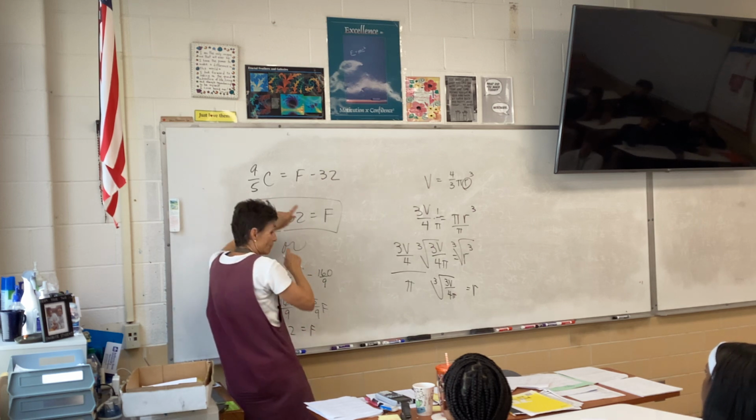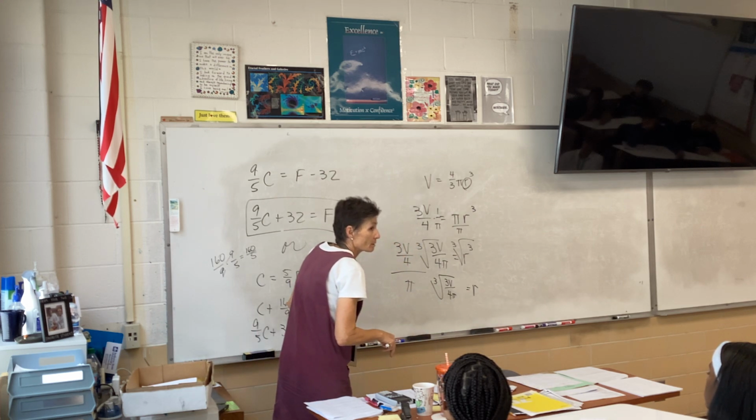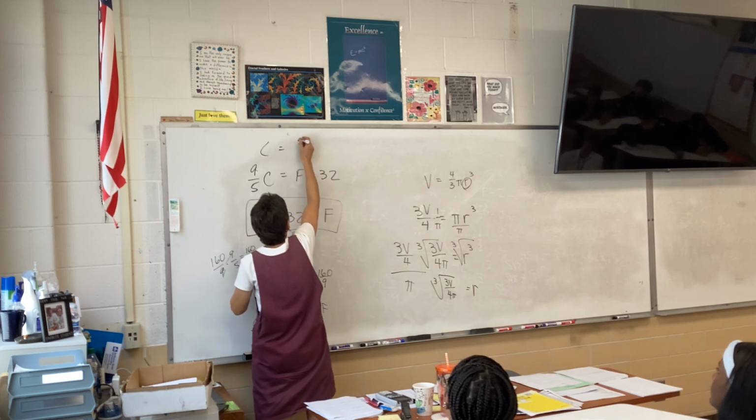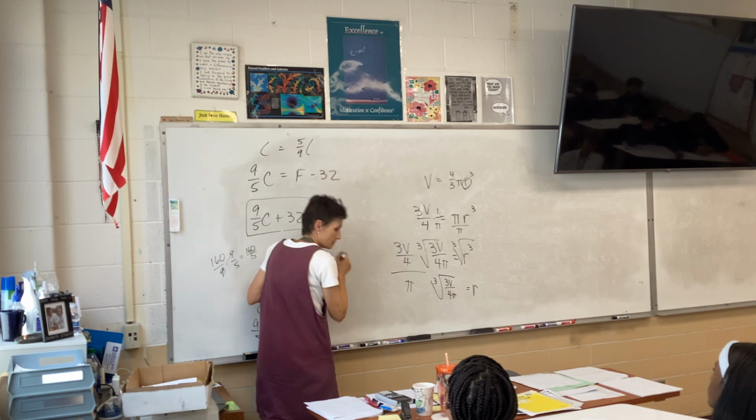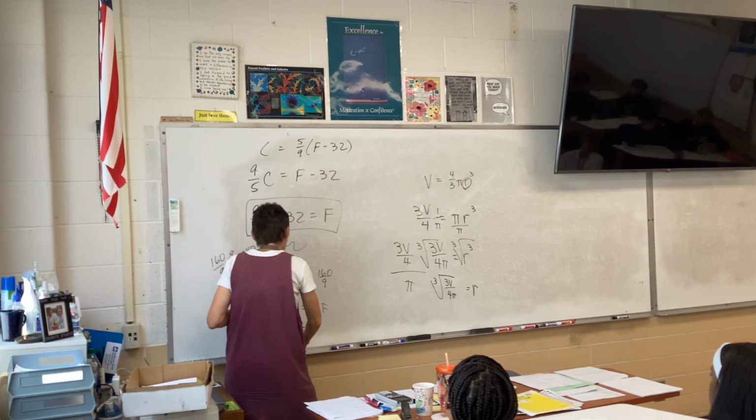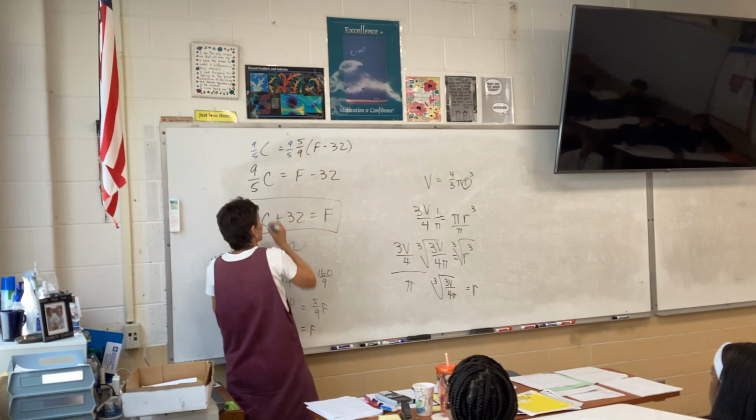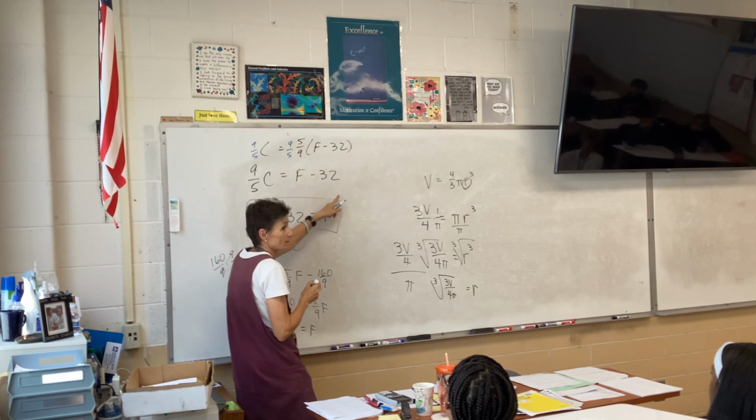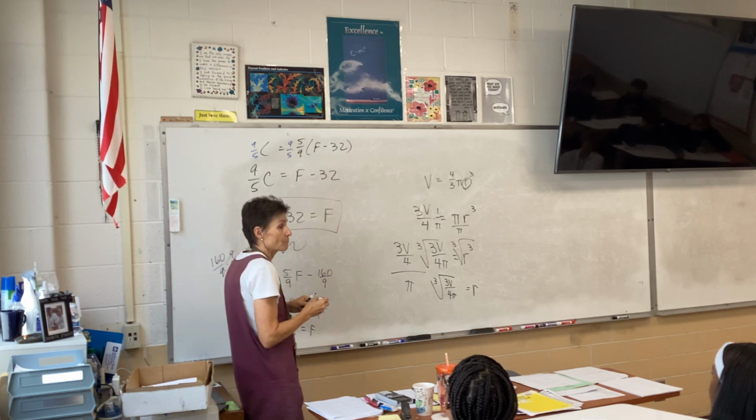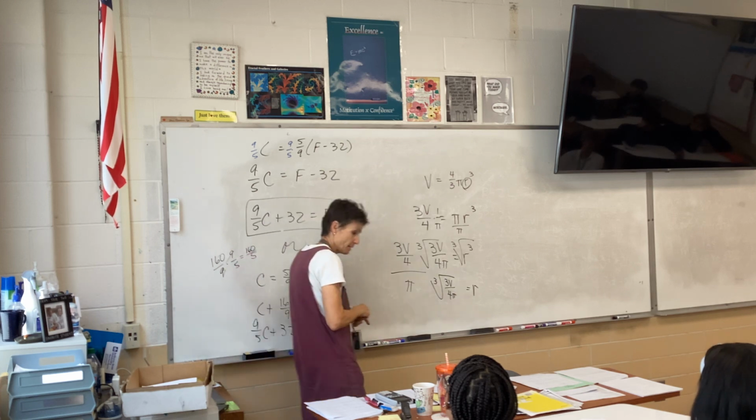So what did you do first? I multiplied by the reciprocal, 9/5. So we started with this. Right? So when we multiply by 9/5, we have this. And then we add the 32. Anybody else?